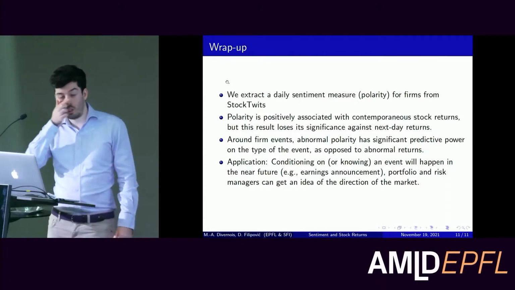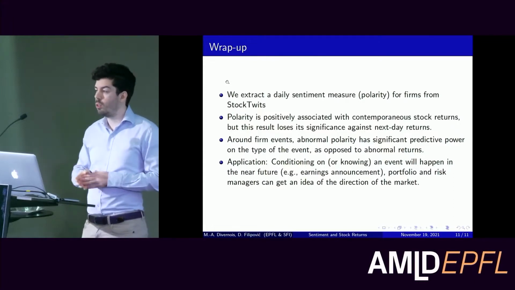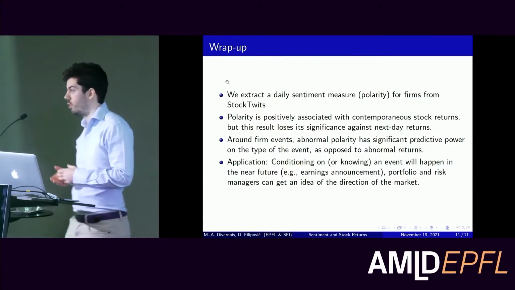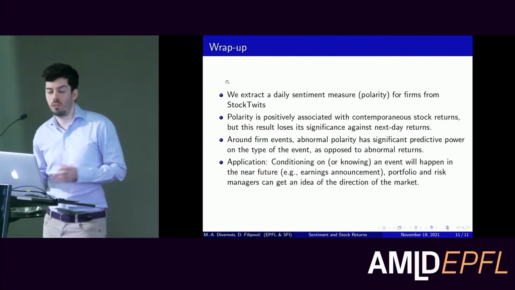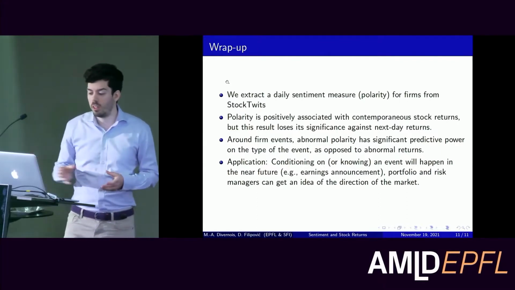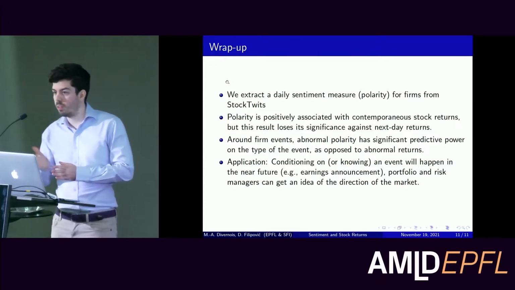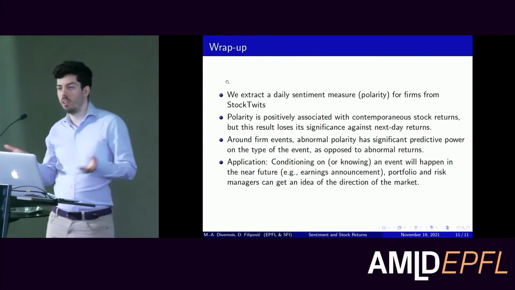So one application of this could be that if you know that there is some event happening, for instance, you know that there will be an earnings announcement soon, then you can look at the social media and at this polarity, and you should have on average the correct type of the event. Okay, so I think I'm out of time anyway, so I'm happy if you have some questions.